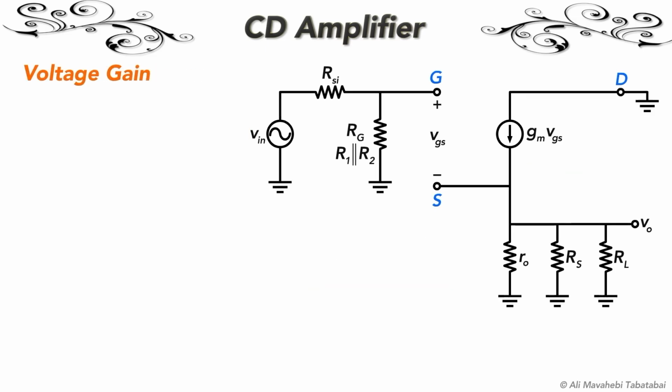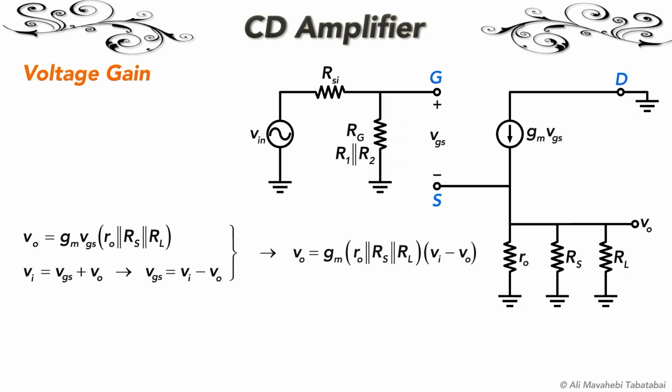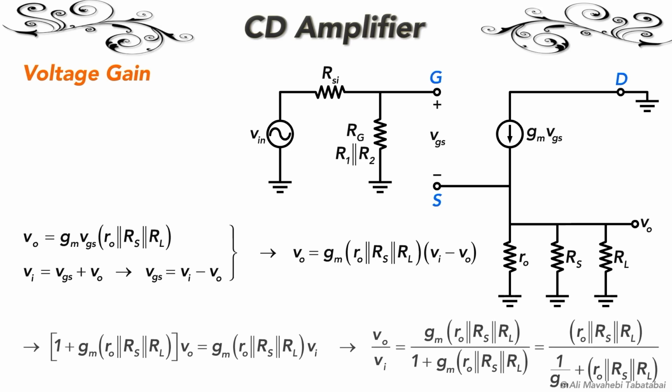To calculate the voltage gain, I first write the equation of the output voltage, which is the product of the current Gm VGS multiplied by the parallel combination of source resistors. By applying KVL to the gate source loop, we can express VGS in terms of the input voltage Vi and the output voltage Vo. By substituting this VGS into the first equation, we can determine the ratio of the output voltage over Vi.